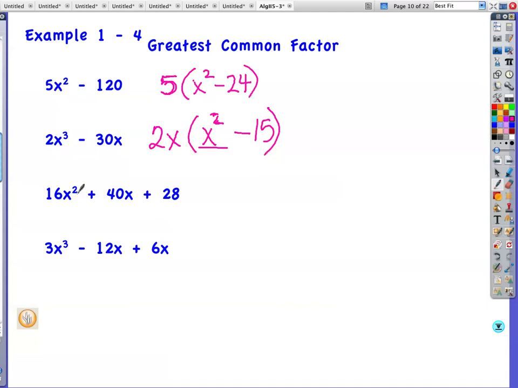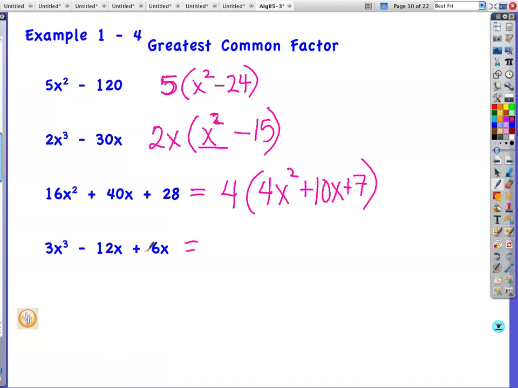Okay, 16x squared, 40x, and 28. They're all even, but if you don't take out the greatest common factor, I don't count it right. You need to find the largest factor that goes into all of those. 2 is a factor, it's not the largest one. 4 goes into all 3 terms. So 4 times 4 gives you 16, along with the x squared. 4 times 10 gives you 40. And 4 times 7 gives you 28. All right? And that does not factor anymore, I don't believe. We're just going to stop it right there, even if it does.